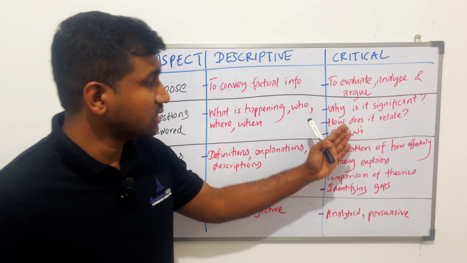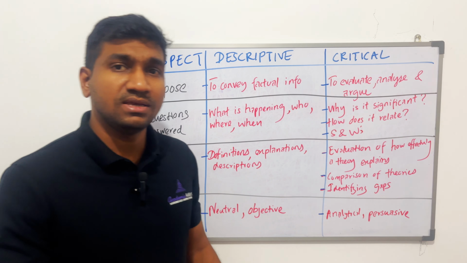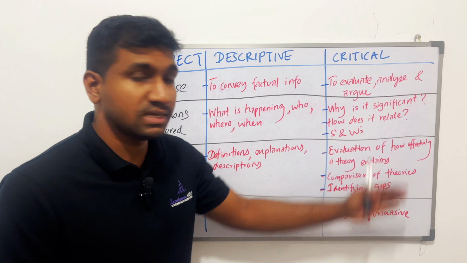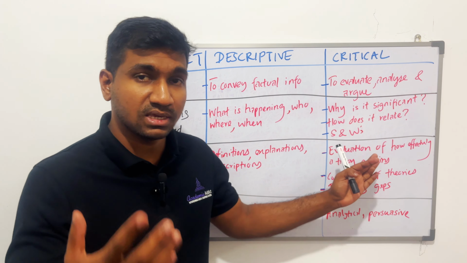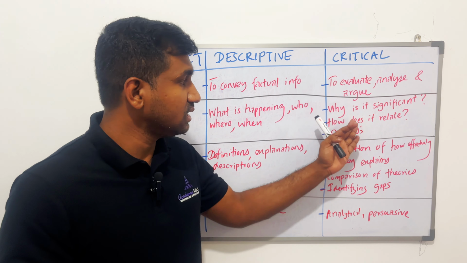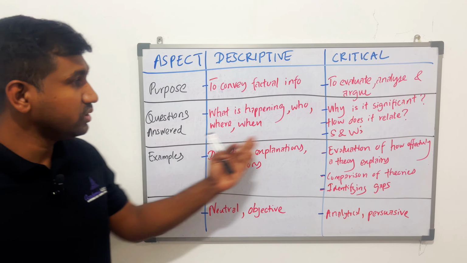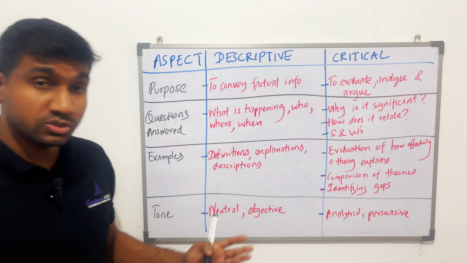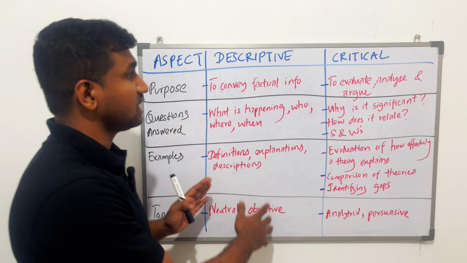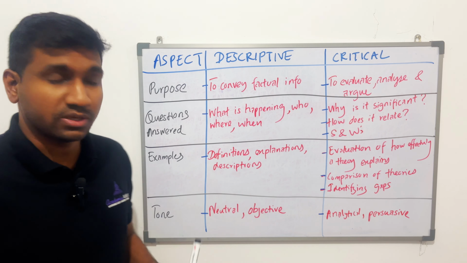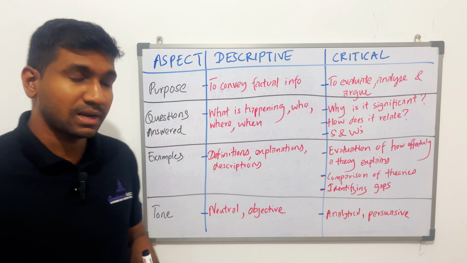Okay. And under critical, why is it significant? Why is it important? How does it relate? The combinations, the linkage, and you are judging strengths and weaknesses, like I said before. So here under critical writing, these are the questions that you need to answer. Make sure you do both of these sections, not just critical writing or not just descriptive writing. You have to do both parallelly.